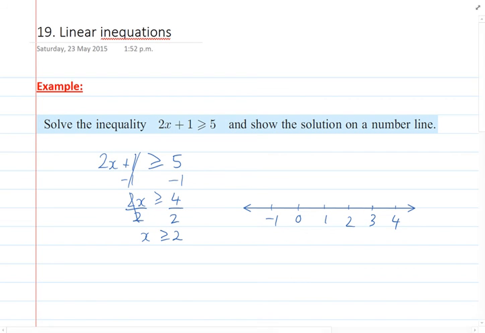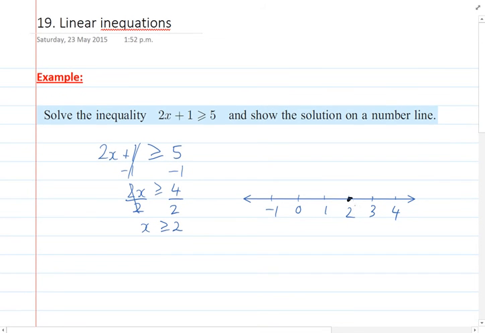So drawing it on the line, if x is greater than or equal to 2, then I would put a dot at 2 and shade in everything that is greater than or equal to 2. Okay, and then show an arrow that shows it goes on forever. So that's what they mean.